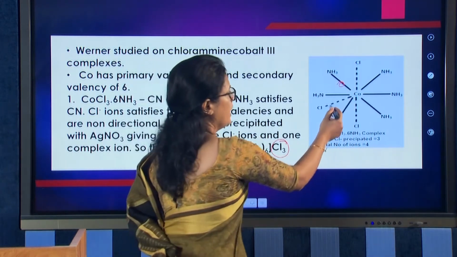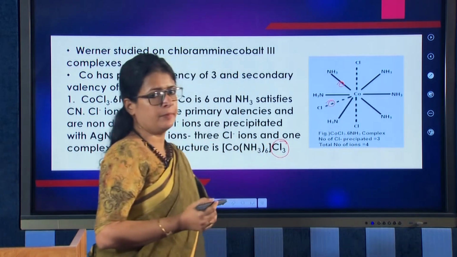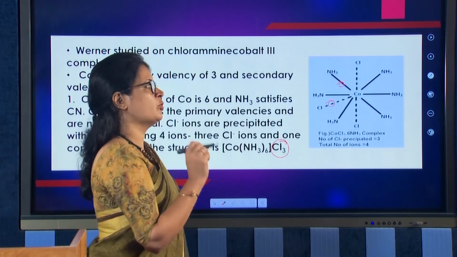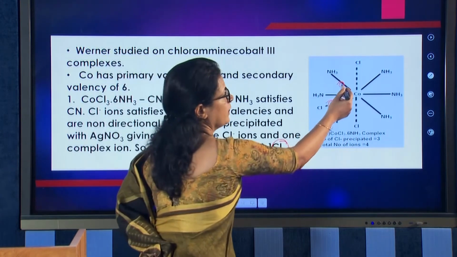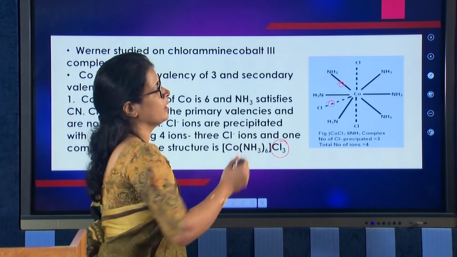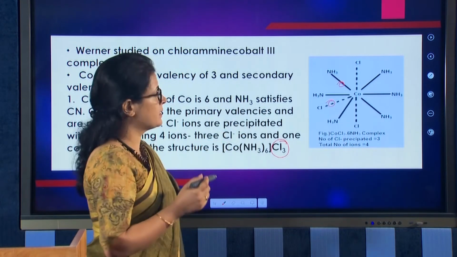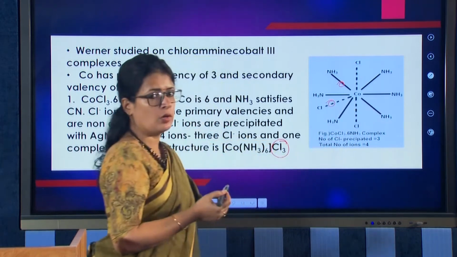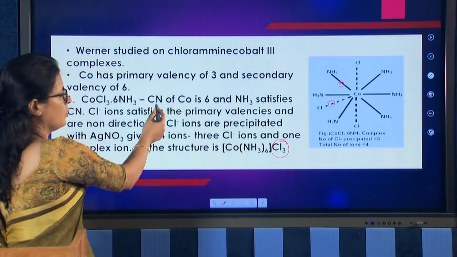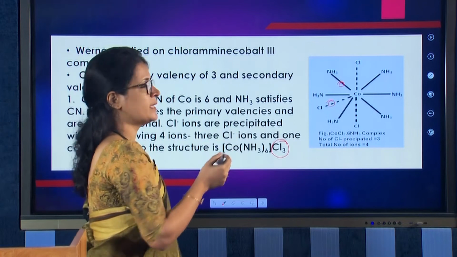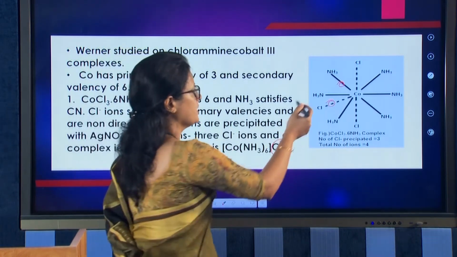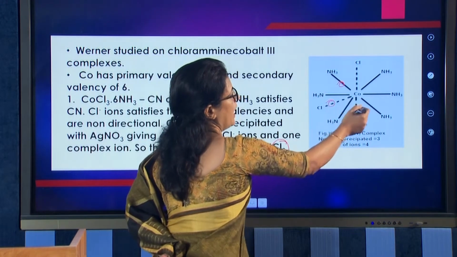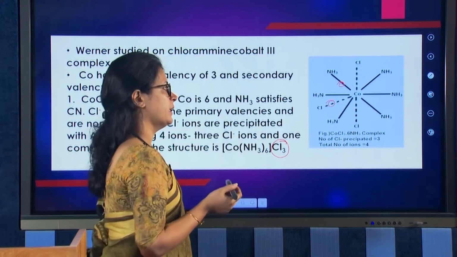Solid lines are there and dotted lines are there, and the secondary valencies were represented by the solid line. So, how many solid lines are there? There are 6 solid lines. 1, 2, 3, 4, 5, 6. 6 solid lines. You know that 6 is the coordination number. 6 ammonia molecules satisfy the secondary valencies, and 3 dashed lines or dotted lines are there.